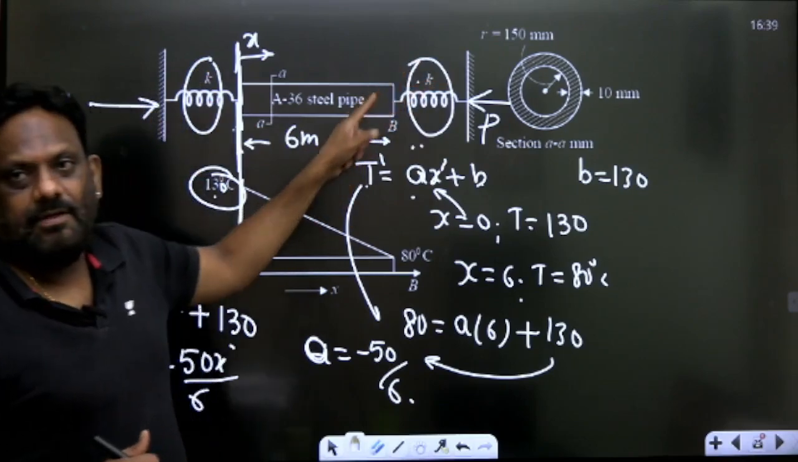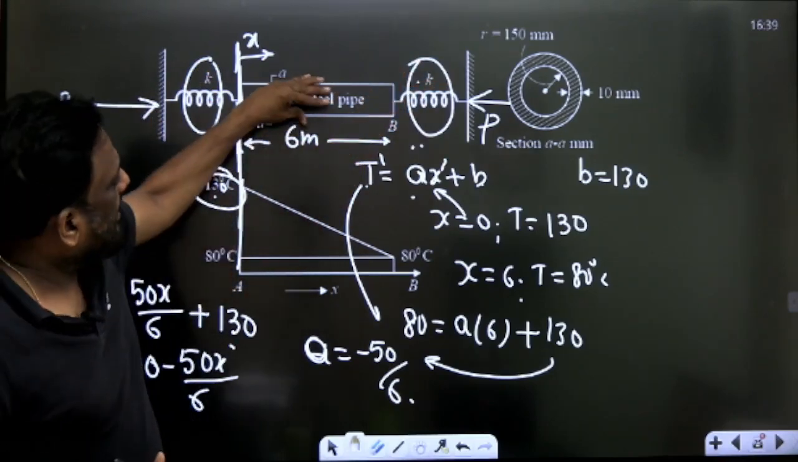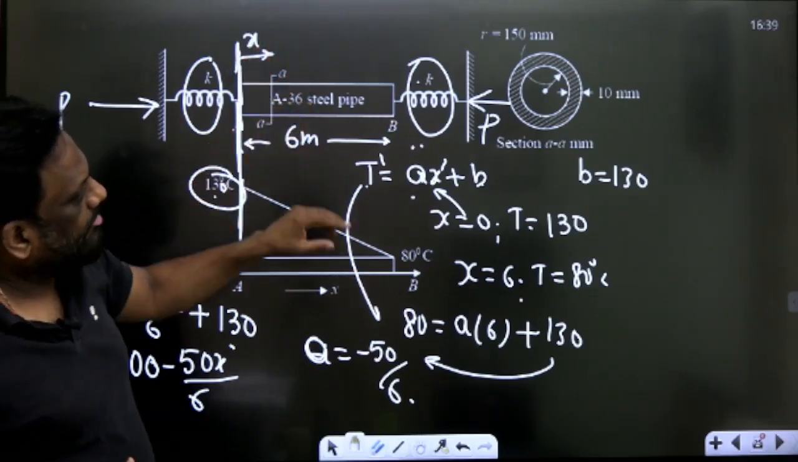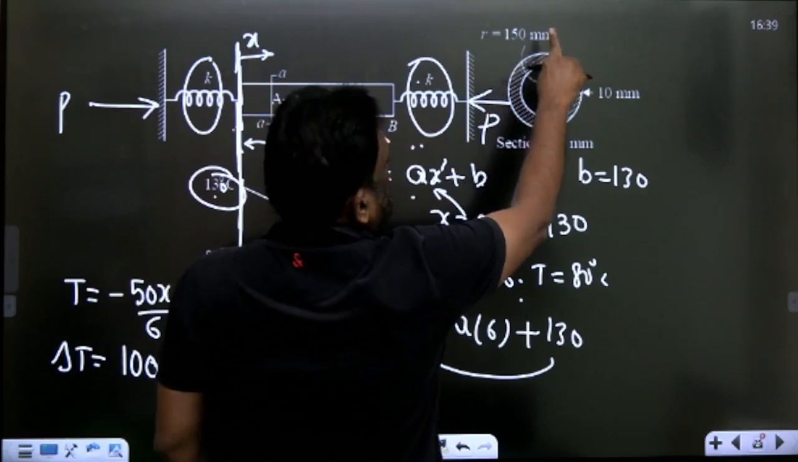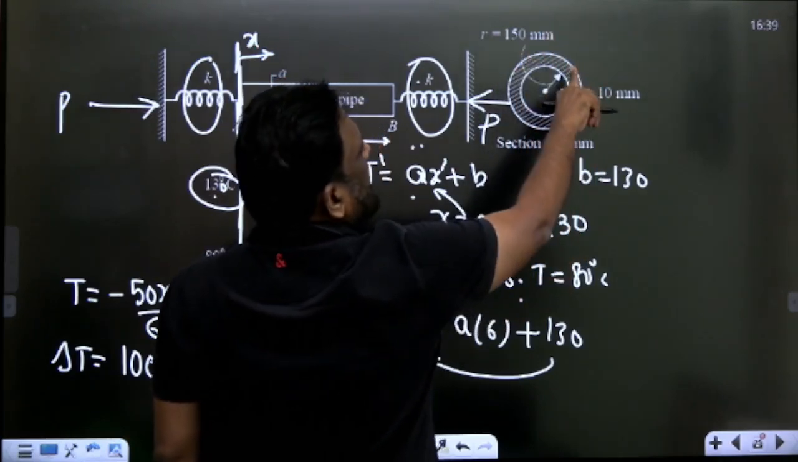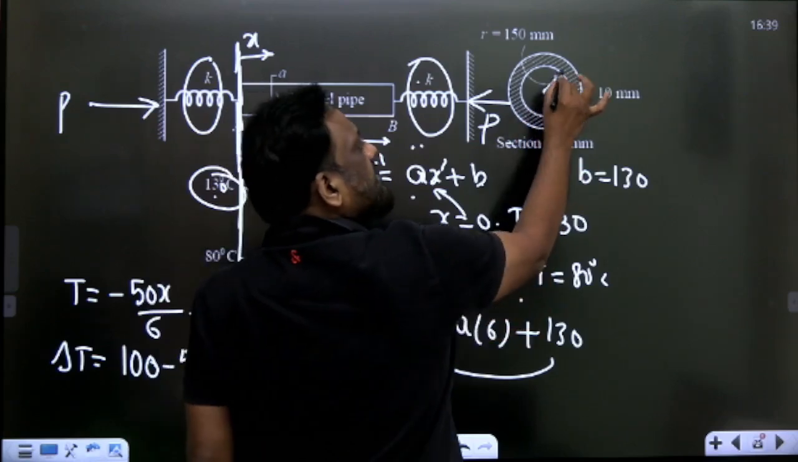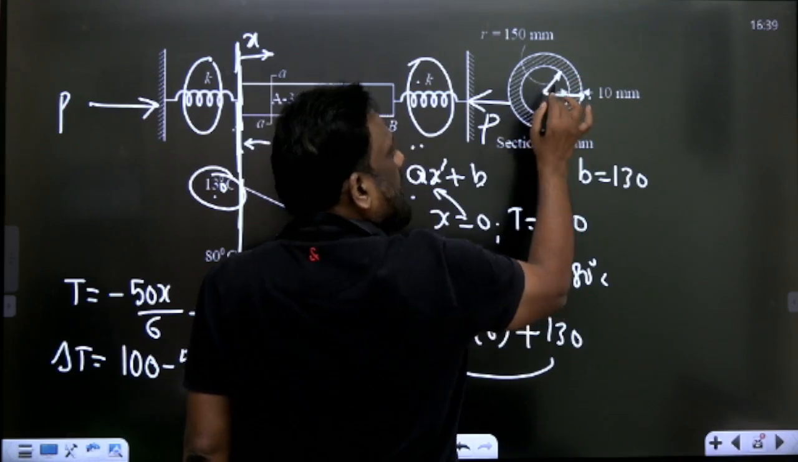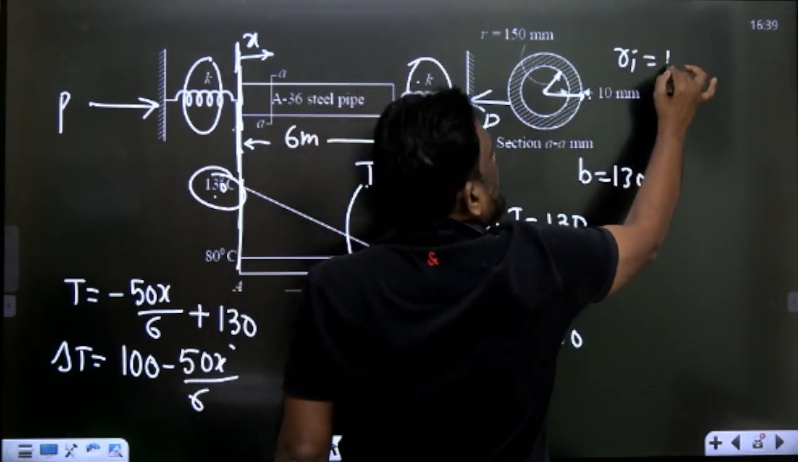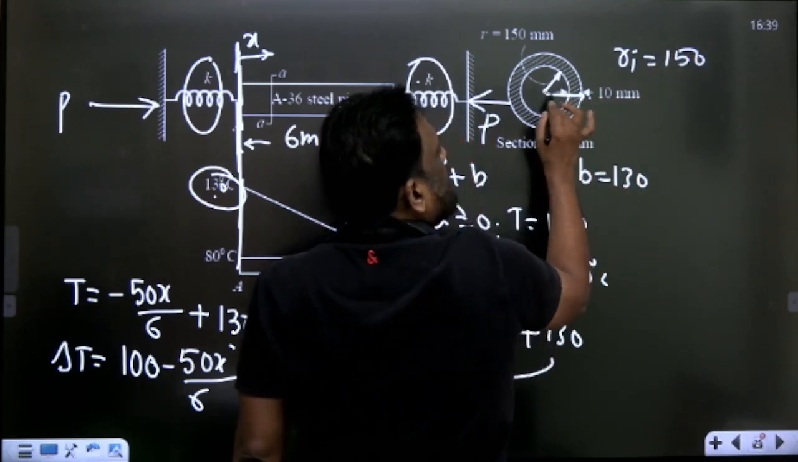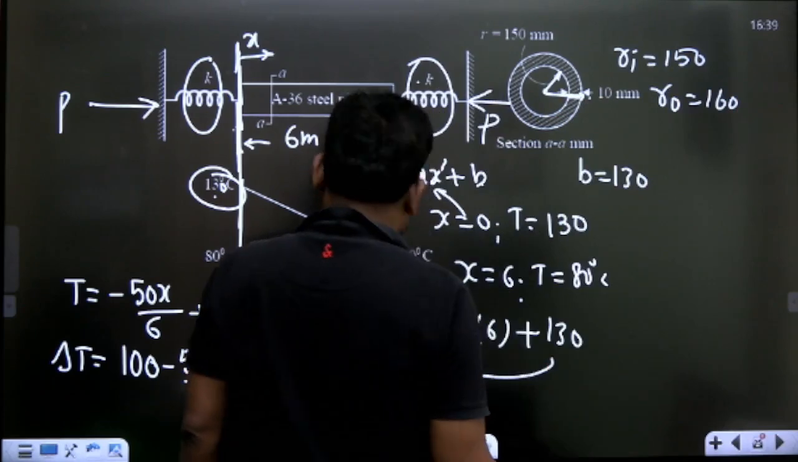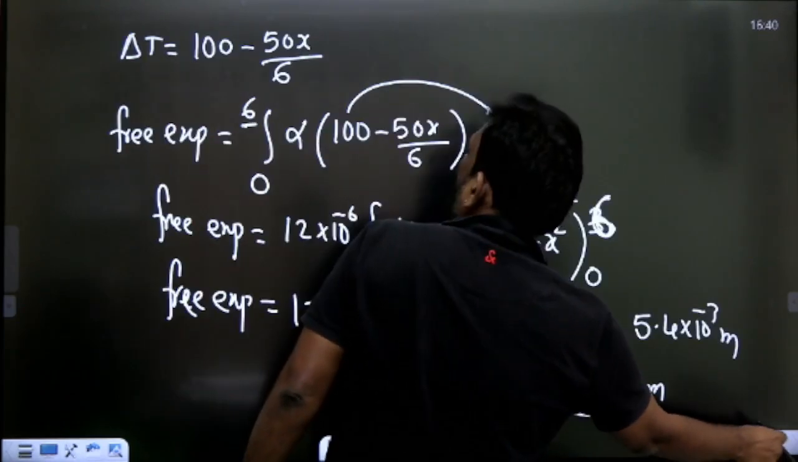Spring compression will be double, plus the compression of these. Okay sir. The inner radius is 150 and the outer radius is 150 plus 10, 160. Let me repeat, the inner radius is 150 mm and outer is 150 plus 10, outer is 160 mm. Very good sir.